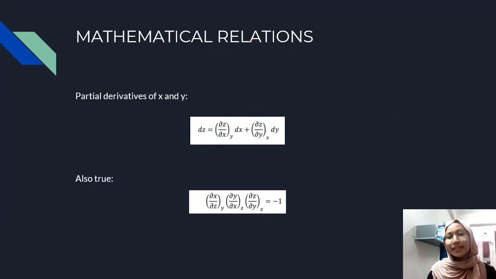The change in any intensive thermodynamic property Z can be written in terms of partial derivatives of the two independent intensive properties X and Y, which is this one. The following relation is also true, this one.